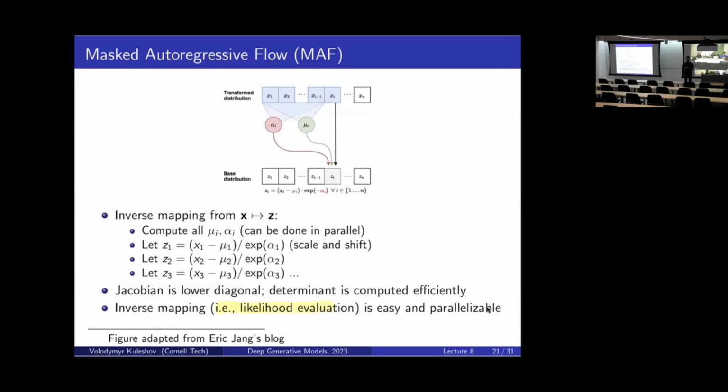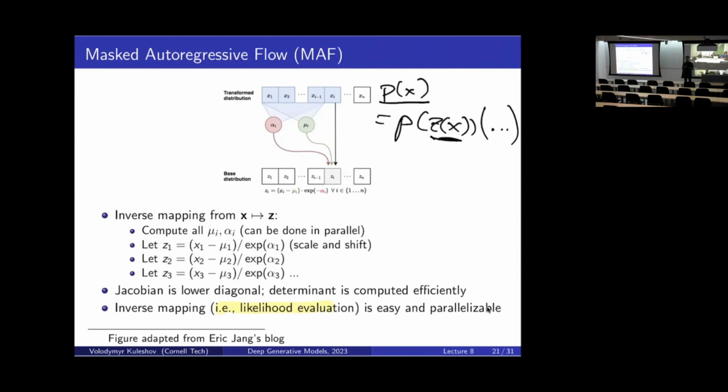Remember that in the change of variables formula, we have p of x equals p of z given x times this log determinant part. So if we are to train with a change of variables formula, this z of x has to be computed quickly. And that's what we can do here. Because the inverse mapping is efficient, at training time we can compute our objective efficiently, and therefore we can compute the derivative of the objective efficiently, and training here is fast.